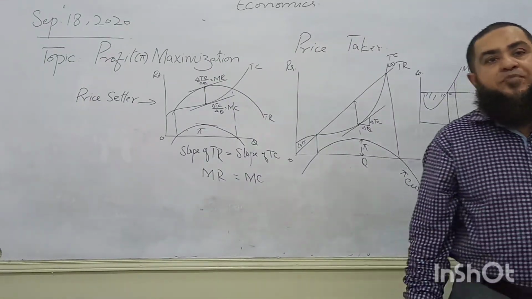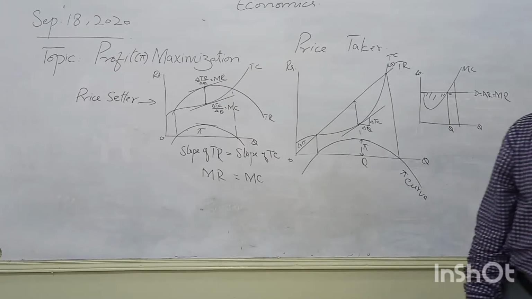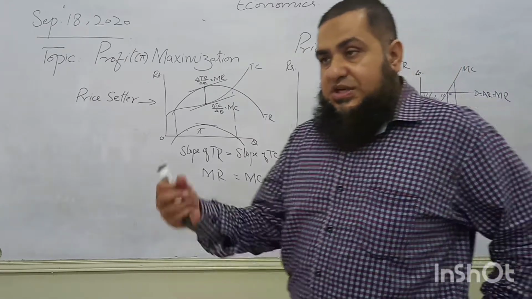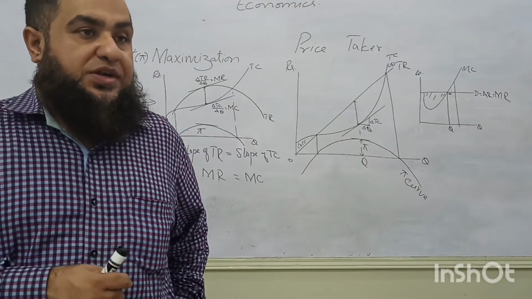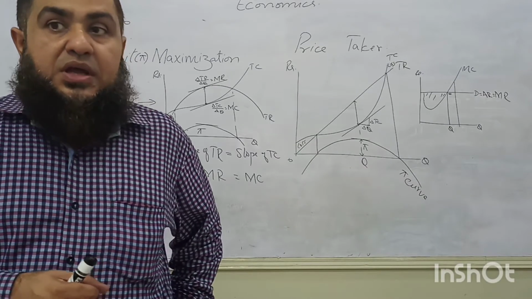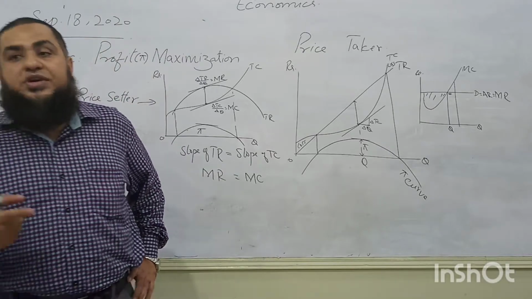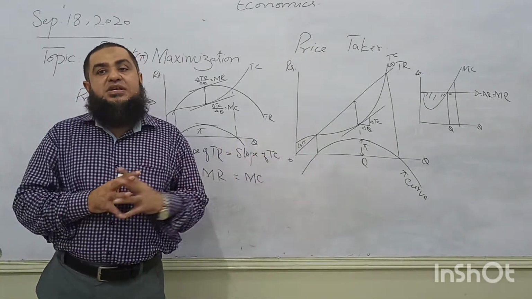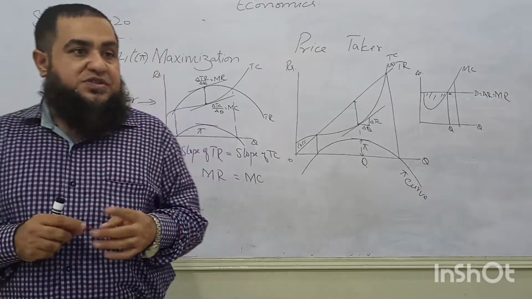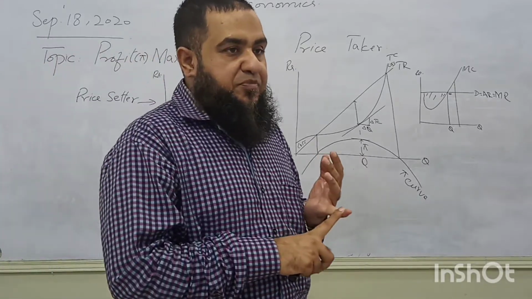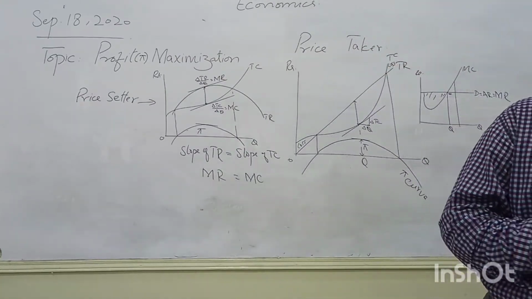If I ask you, what will be the shutdown point of a firm, any firm? First of all, the firm needs to know what its shutdown point is. If it is producing more than the shutdown point, then it is going to find the profit maximizing level of output. What is the shutdown point? If the price received by the firm is not covering the variable cost of production, the average variable cost.